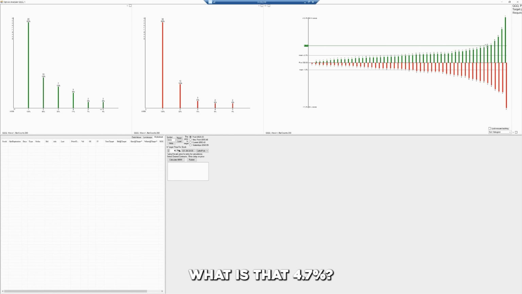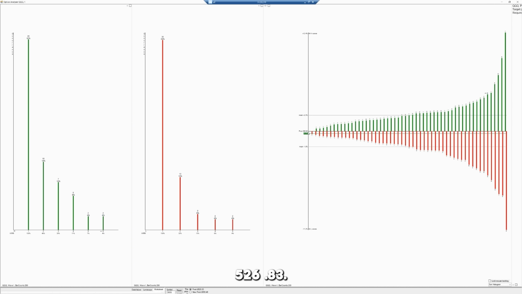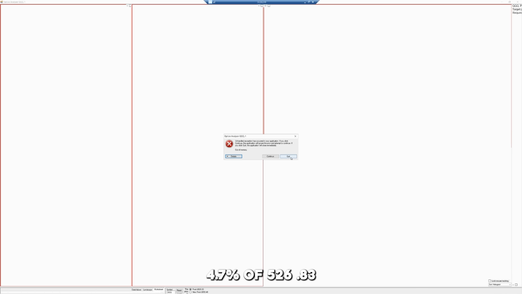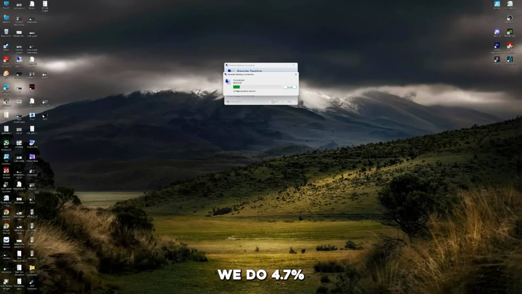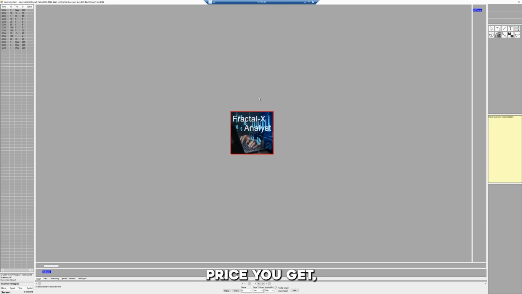What does that 4.7% mean? It is telling me the magnitude of the move above the pivot. For example, the pivot is right here at 526.83. So 4.7% of 526.83 is the value you're going to get on that magnitude. Basically, if you do 4.7% of 526, then you just need to add whatever you get to 526 and that is where H6 is at. Makes sense, right?